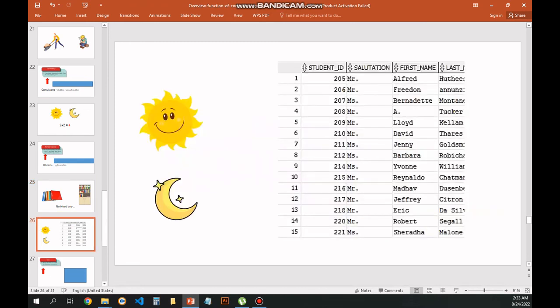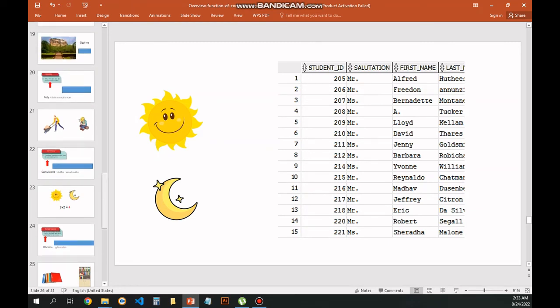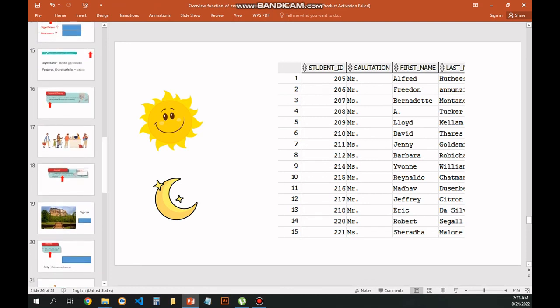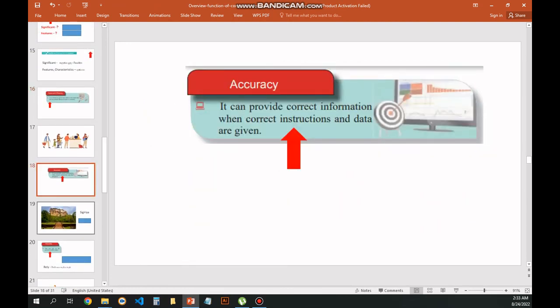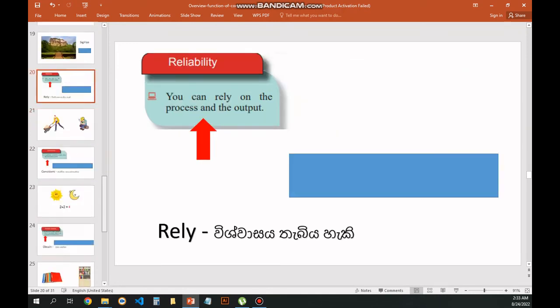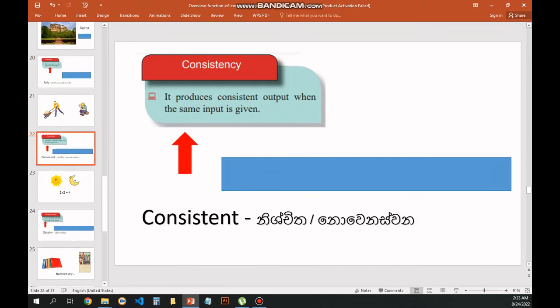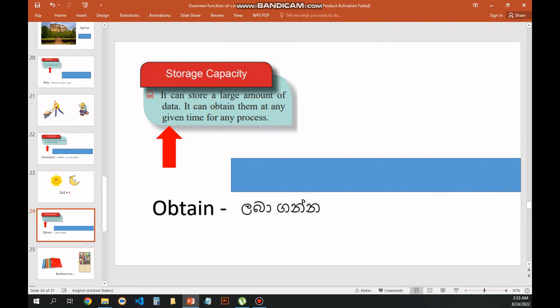All you need to have is the computer, and there you have a great storage, where you can keep those documents right inside your computer, so you can access that information at any time, even in the morning, even at night. That's the beauty. So for now, what are the qualities, the features we discussed? The first one, speed and efficiency, then accuracy, then reliability, then consistency, then storage capacity.